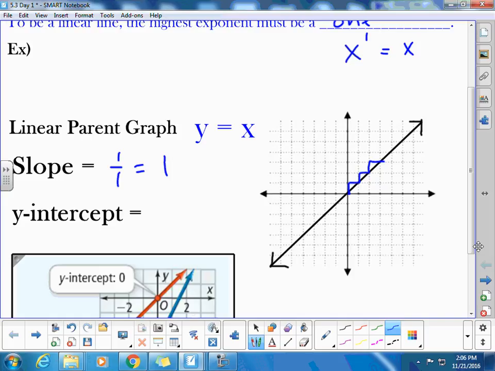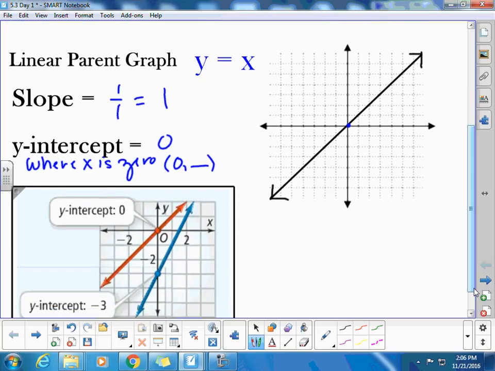And my y-intercept, where we talked about that, remember, the y-intercept is where x is 0, because it's going to be 0 comma something. So right here, x is 0, y is 0. So my y-intercept is also 0. So that's why my equation is just y equals x. So there's a picture showing 2 different x-intercepts and 2 different y-intercepts. The y-intercept is where the line crosses the y-axis.